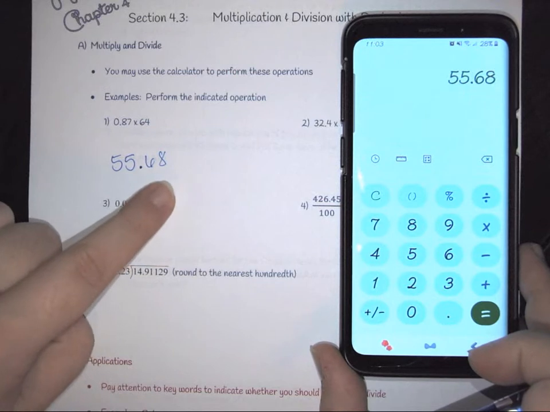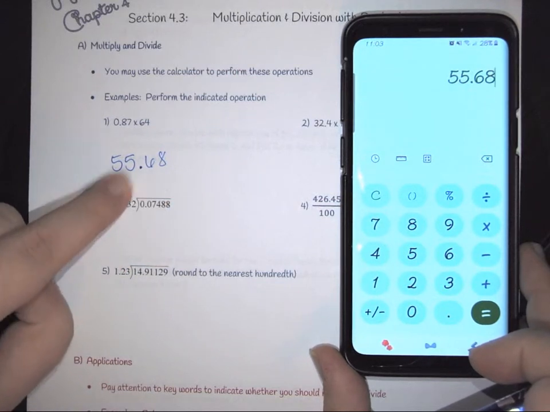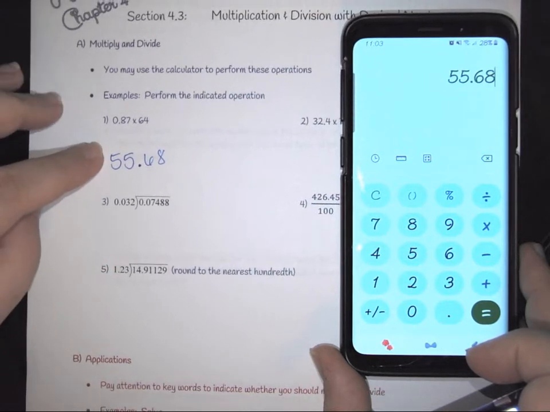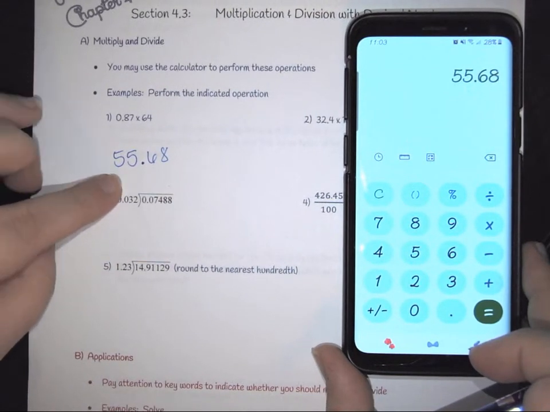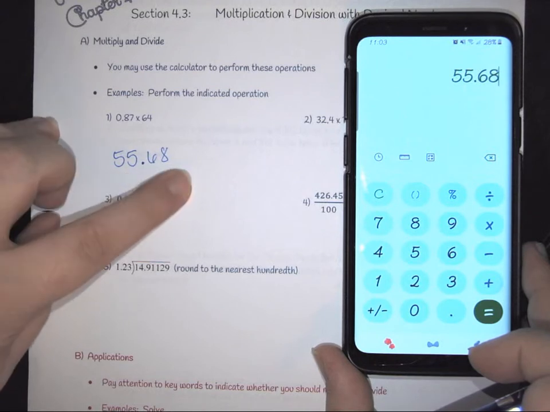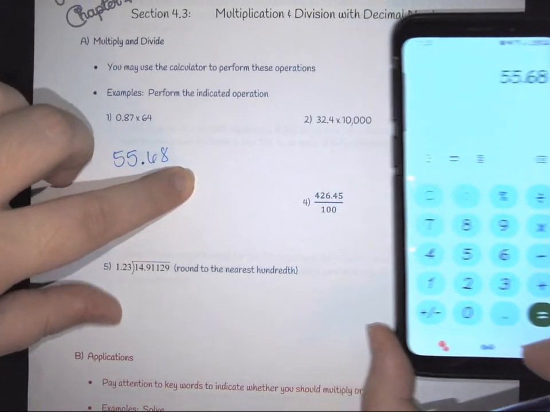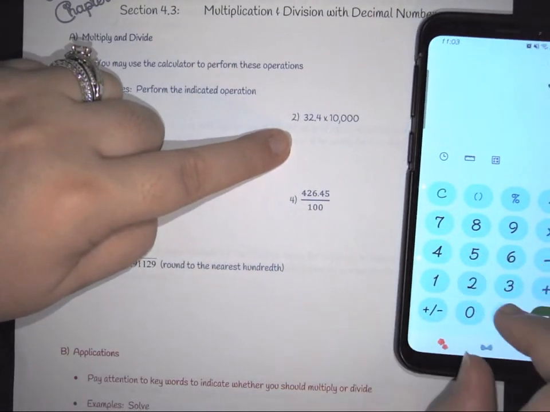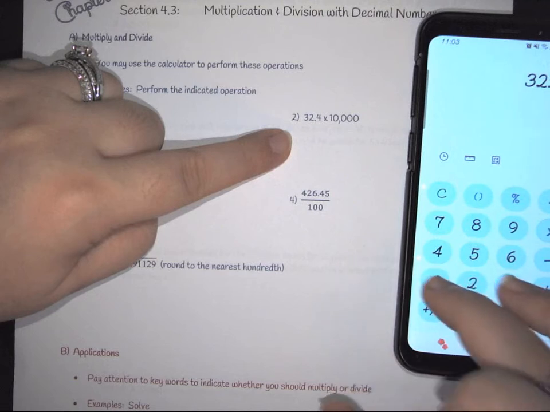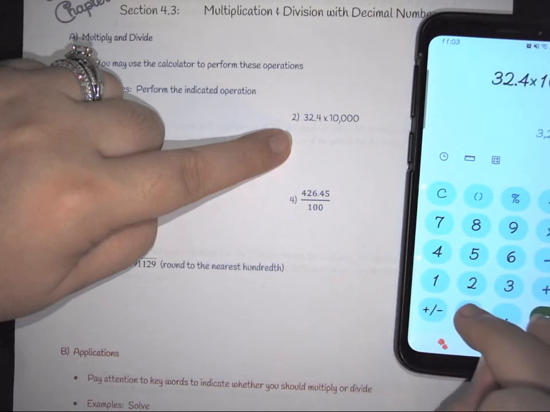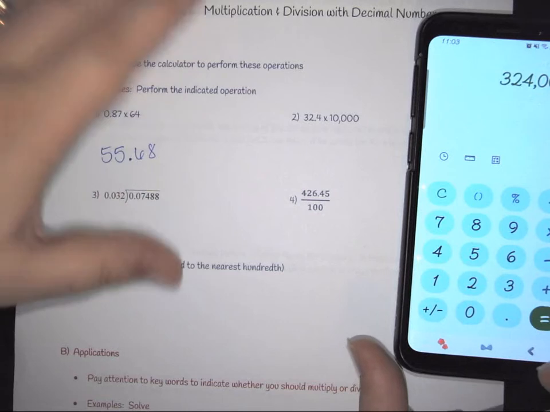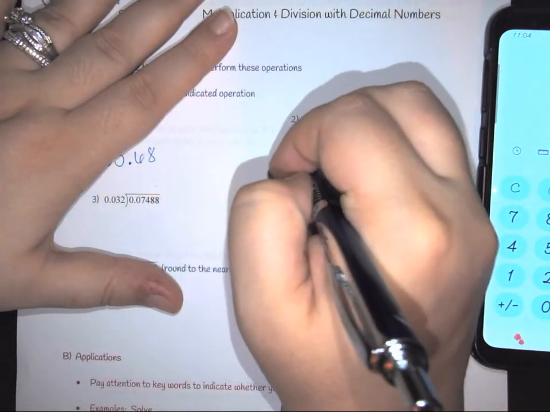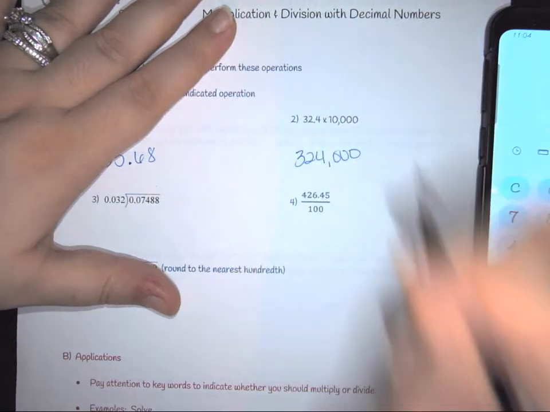Now notice I wrote the entire decimal down. The reason for that is because nowhere did I ask you to round. If you do not see round to the nearest something, then you would be expected to write down the entire decimal you see. This next one, I have 32.4 times 10,000. And hit enter. And so here we have 324,000.